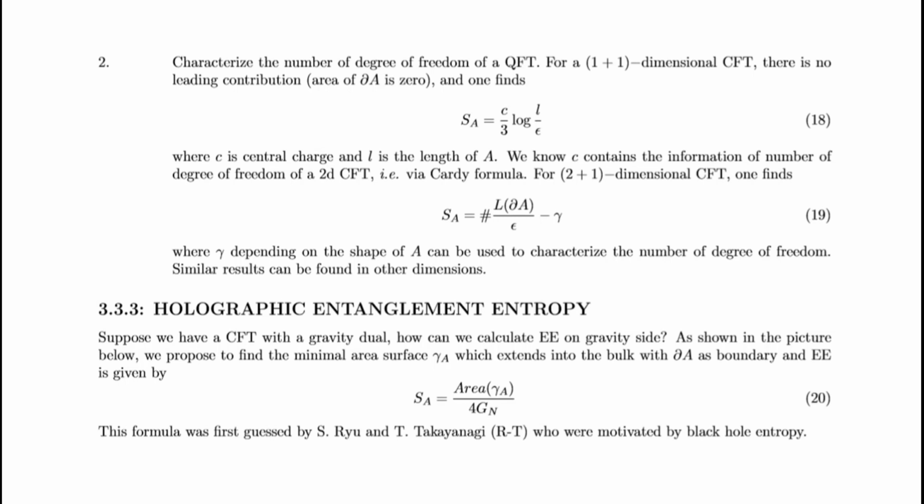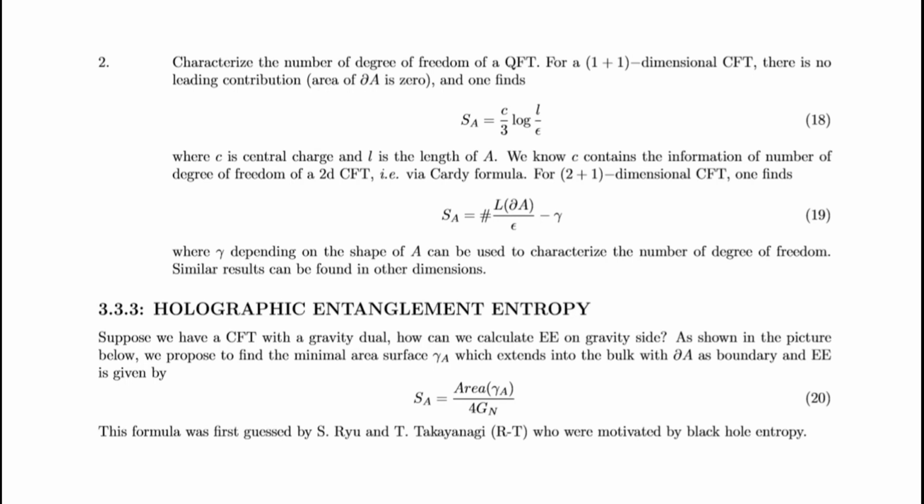Suppose we have a CFT with a gravity dual. How can we calculate entanglement entropy on the gravity side? As shown in the picture below, we propose to find the minimal area surface gamma which extends into the bulk with ∂A as its boundary, and the entanglement entropy is given by this.